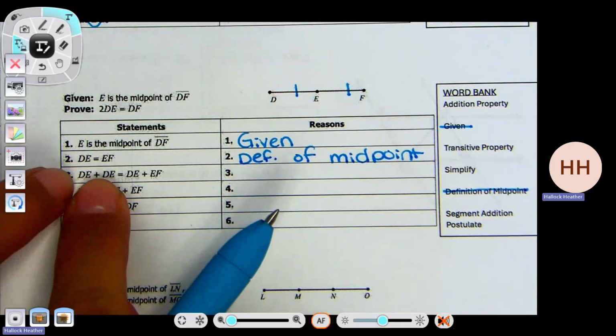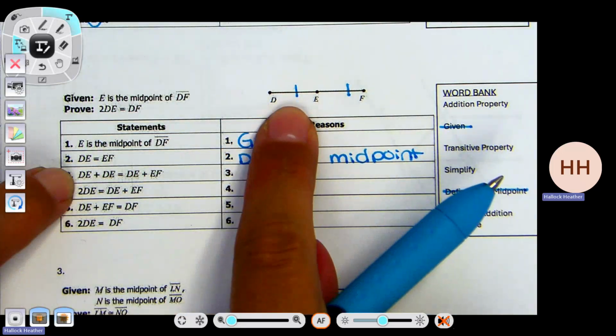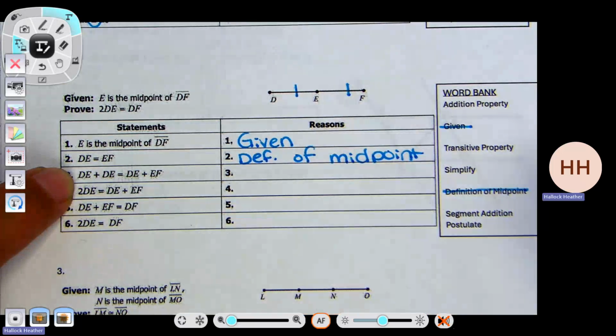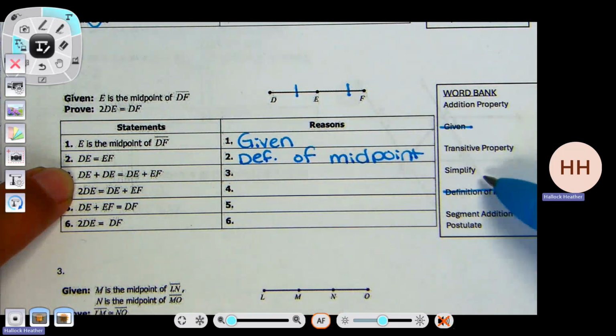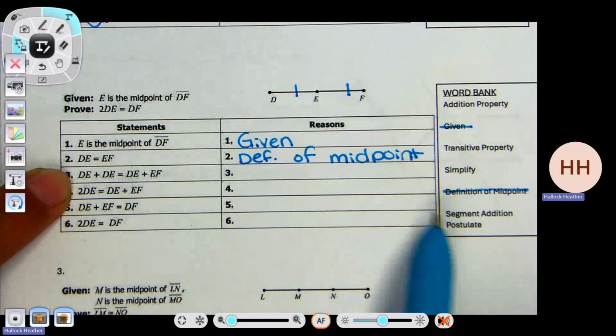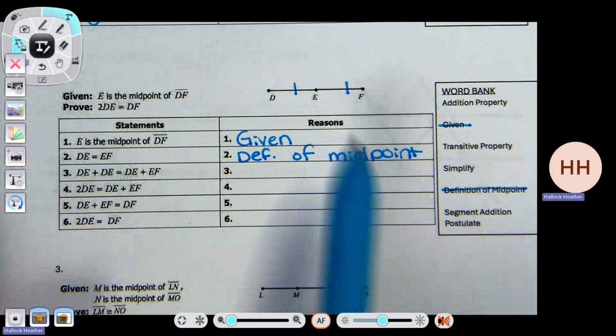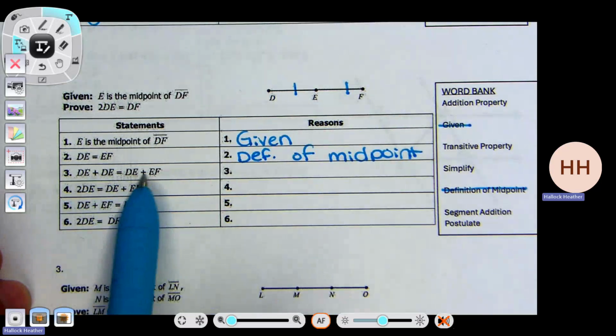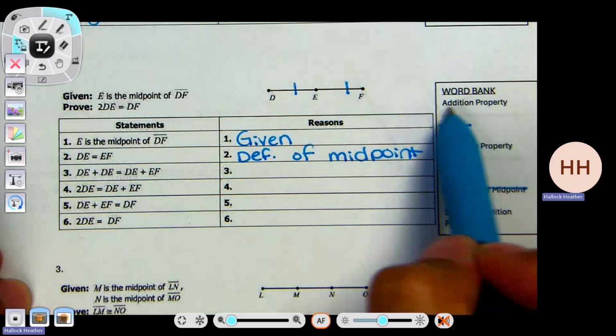So now it says DE plus DE, so 2 of these pieces, would equal DE plus EF. We have addition property, transitive property, simplify, and segment addition postulate. It is not segment addition postulate only because segment addition postulate and angle addition postulate are taking the piece, the other piece, and equaling it to the whole. In this case, they did not do that. So not transitive. So it's adding. So it's addition property.